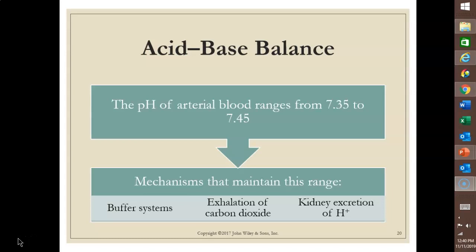7.45. Because metabolic reactions can produce a huge amount of hydrogen ions, the lack of a mechanism to get rid of those hydrogen ions would cause them to accumulate in body fluids and change pH to what could be a lethal acidic level. Homeostasis of hydrogen ion concentration within that narrow range is essential to the survival of the human body. The removal of hydrogen ions from body fluids depends on three major mechanisms.